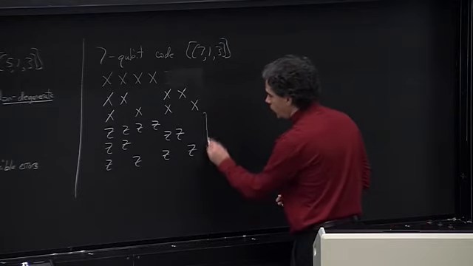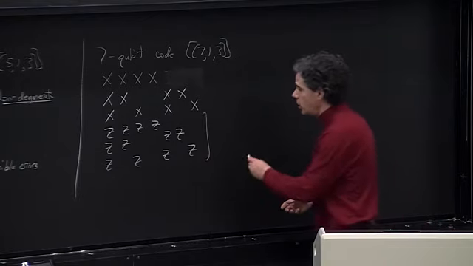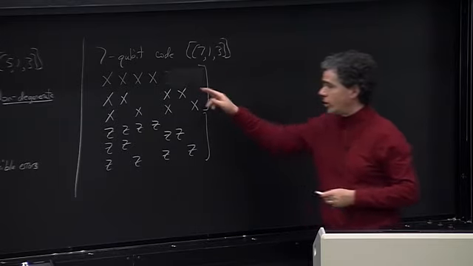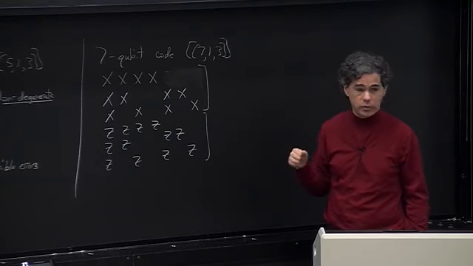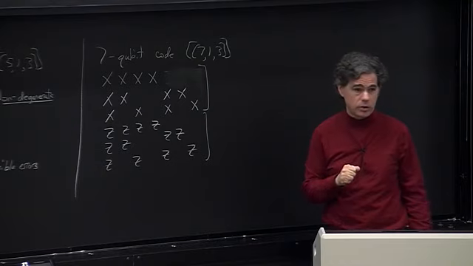And indeed, these 3 generators here define a classical code. And these 3 generators here define a classical code as well. That's just in the Hadamard basis. So this is a phase error-correcting code. This is a bit flip error-correcting code.